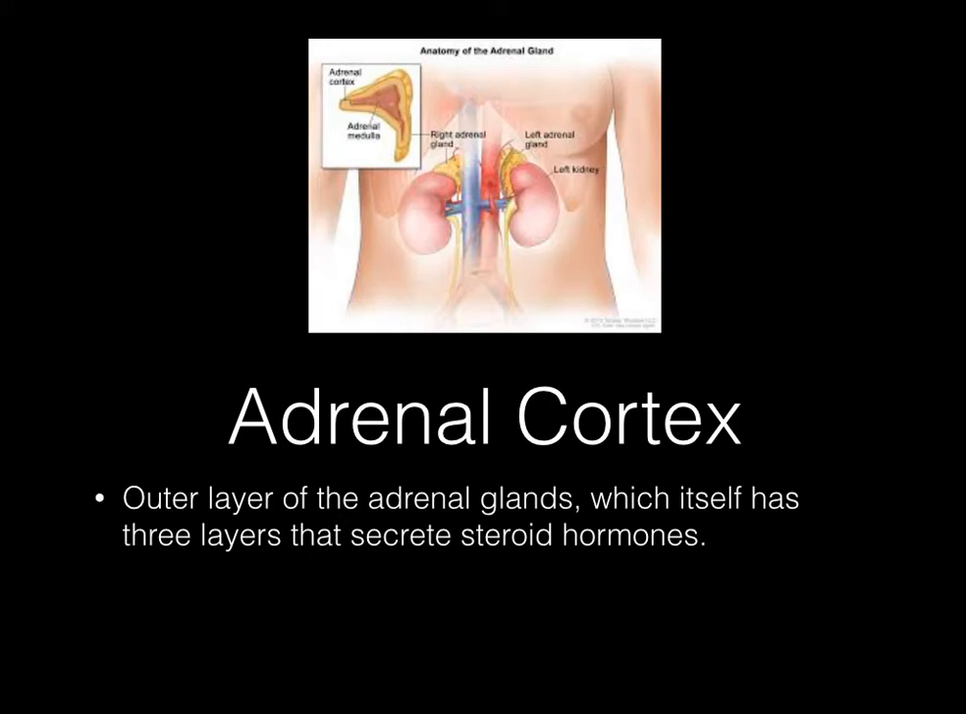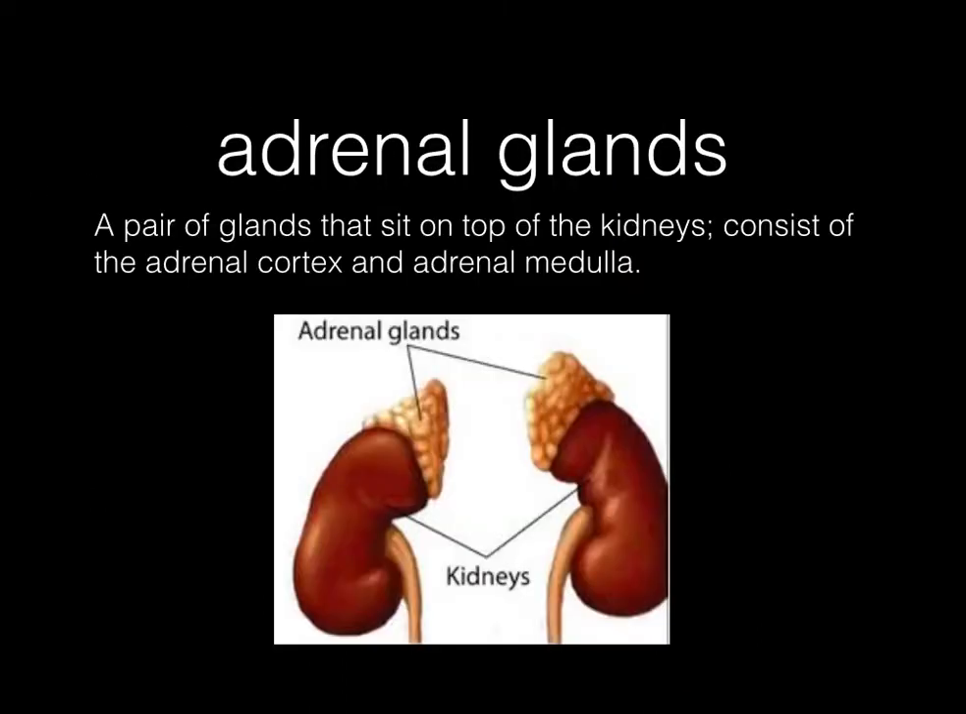So the adrenal cortex, you can see the adrenal cortex here is this fleshy outer layer of the adrenal gland. And the outer layer of the adrenal glands, which itself has 3 layers that secrete steroid hormones. So you can see the adrenal gland here on top of the kidneys. And so the adrenal cortex is this fleshy outer layer.